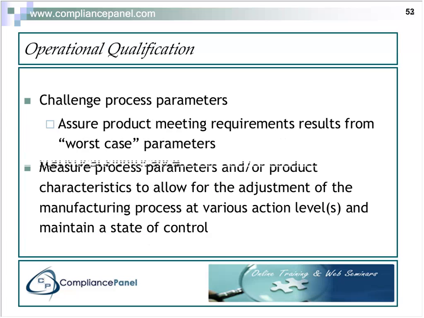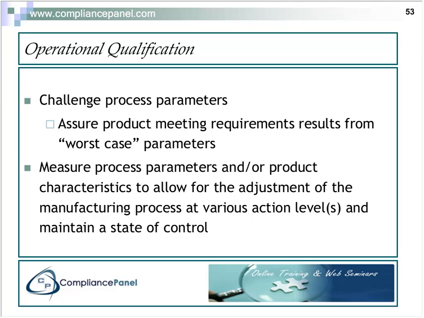We're going to challenge the process parameters. What does that mean? Well, we're going to adjust over the range that we would expect that equipment to operate and see that it does, in fact, produce acceptable results over that entire wide range. And we're going to allow for the adjustment of the manufacturing process at various action levels. So we're going to set up these action levels and make sure that, in fact, they do function the way we have designed them.